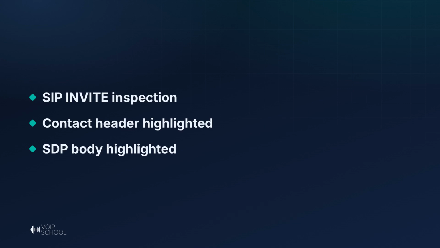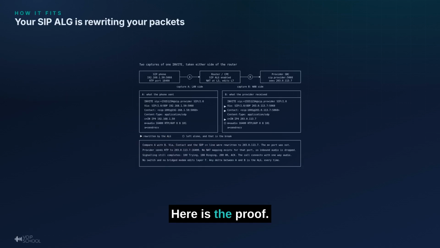Here is what is happening. Here is the proof. 2 captures of the same call. One on the LAN side, before the router. One on the WAN side, after. The contact header changed. The SDP connection line changed. If the message differs between the 2 captures, the router did it. There is nothing else in that path that modifies SIP.